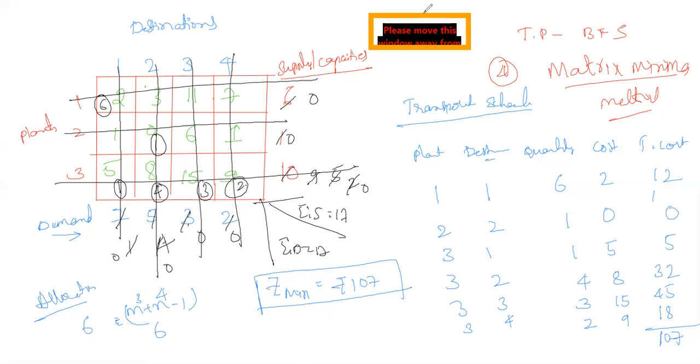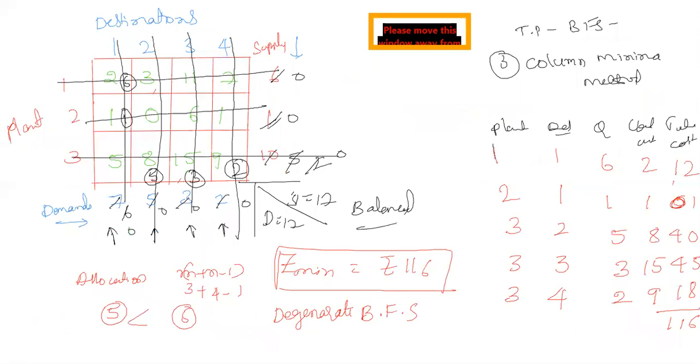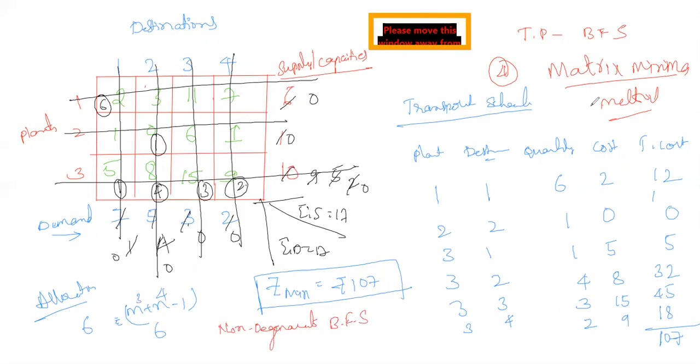Whenever the number of allocations is equal to m plus n minus 1, what kind of a solution is it? This is a non-degenerate basic feasible solution. Okay, so for the same problem, by using different methods, we get different values. From the row minimum method we got 112, in the column minimum method we got 116, and in the matrix minimum method we got 107.